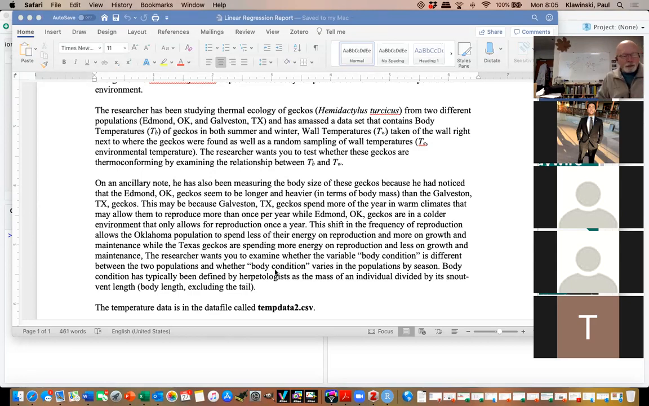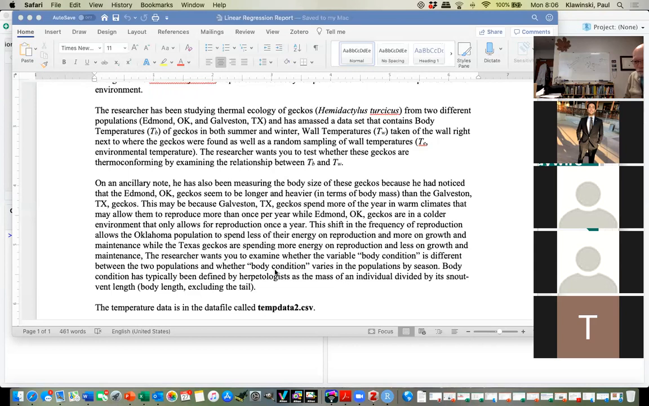What's the problem with analyzing that? Just calculating body condition index and comparing Galveston to Oklahoma City. This is an analysis of covariance sort of question now. Why not just do this division, get this index, and do an ANOVA on that index?